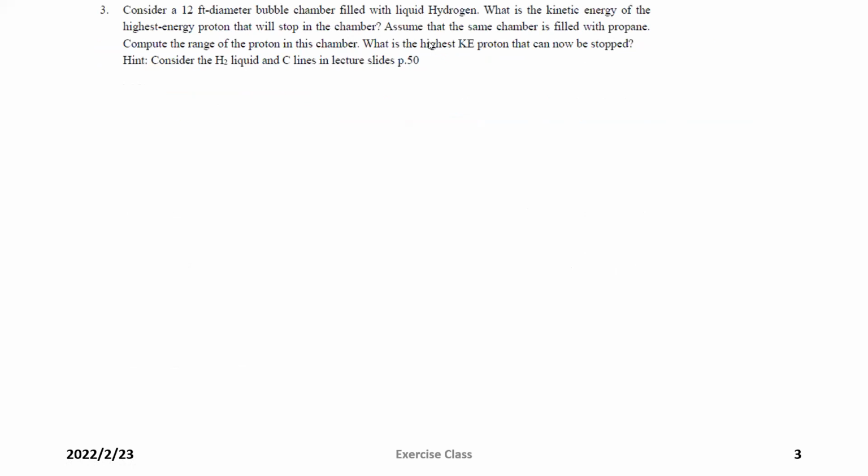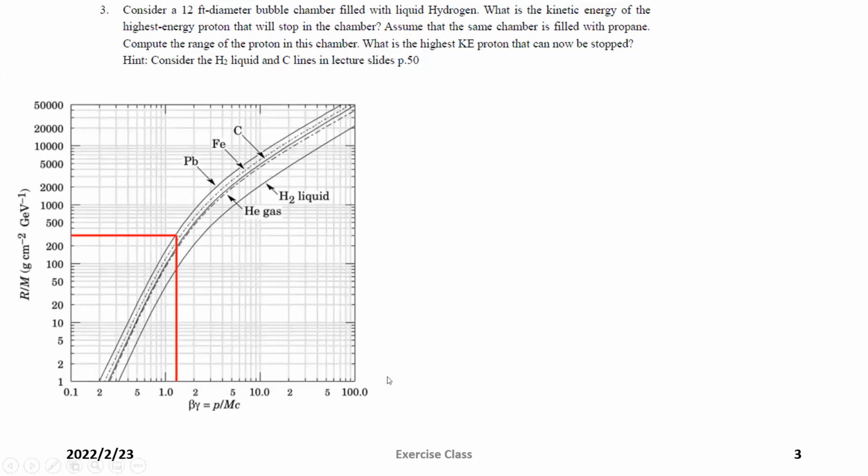So for the last question, we are asked to find the highest possible KE of the proton that can be stopped by a bubble chamber filled with liquid hydrogen and also propane. And according to the hints, we can consider the lines for liquid hydrogen and carbon. So we can just use this curve.